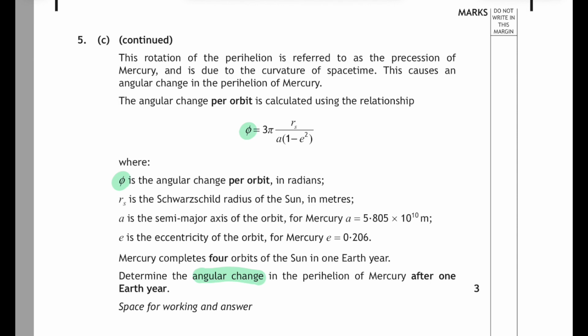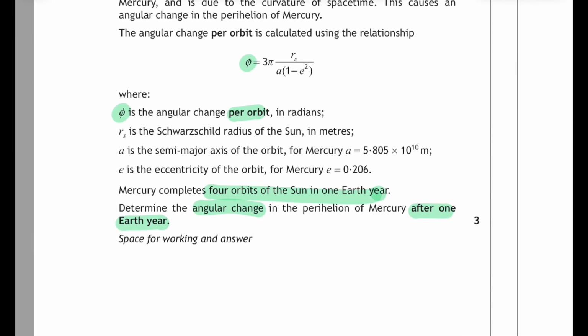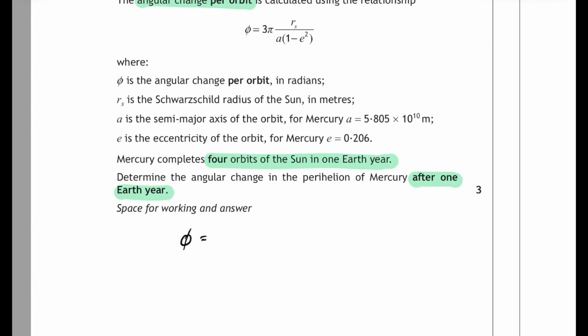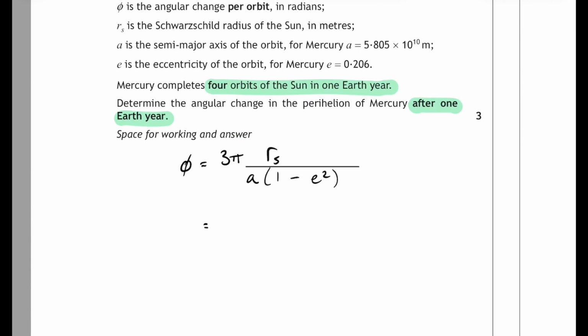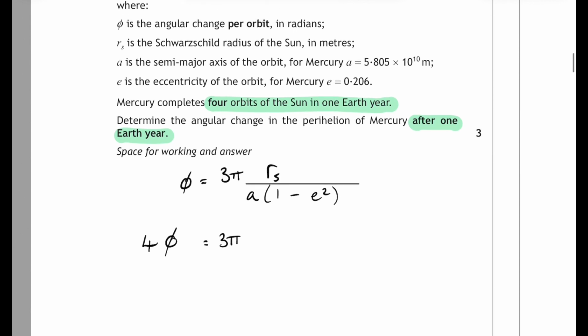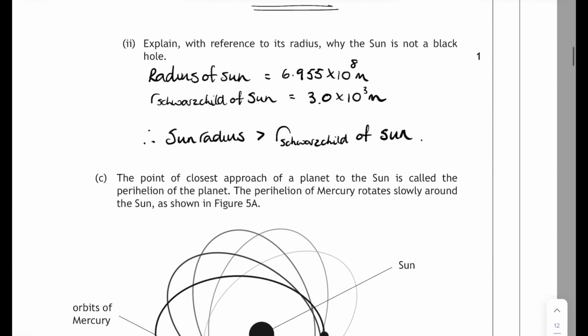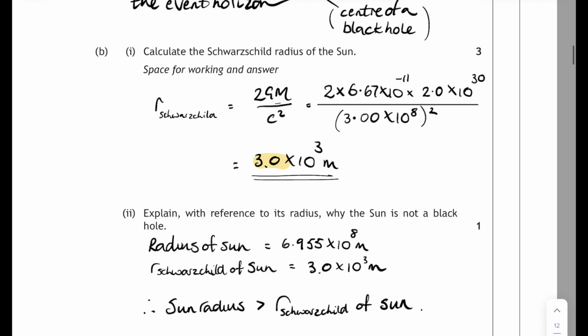And we're also told that after 1 Earth year, Mercury completes 4 orbits. So what we're going to have to do is work out what phi is and then multiply it by 4. So let's write down the relationship again, and we'll multiply both sides by 4. So 4 phi will be equal to 3 pi times the Schwarzschild radius. Well, we worked that out in the previous part of the question.